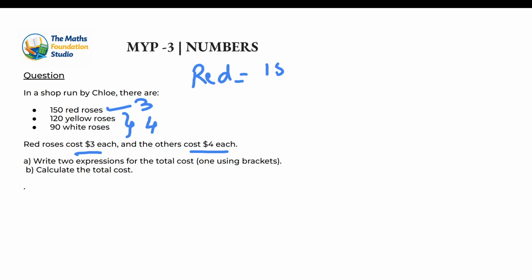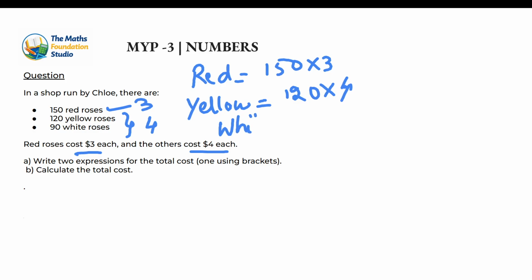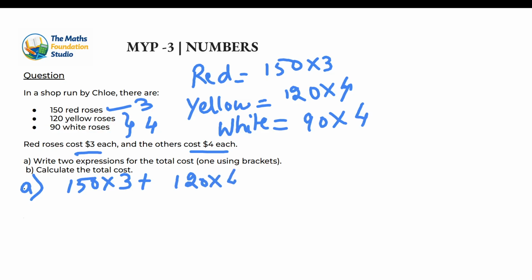It will be 150 multiplied by $3 each, and yellow will be 120 multiplied by $4 each. Similarly, for white roses, it's going to be 90 multiplied by $4 each. Now, let's write an expression. So expression is going to be the cost of red roses, white roses, and yellow roses together. That is 150 multiplied by 3 plus 120 multiplied by 4 plus 90 multiplied by 4.